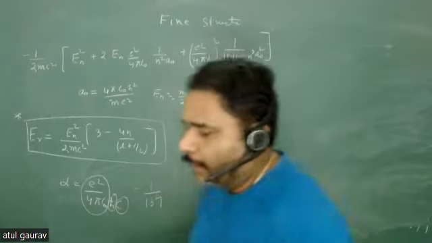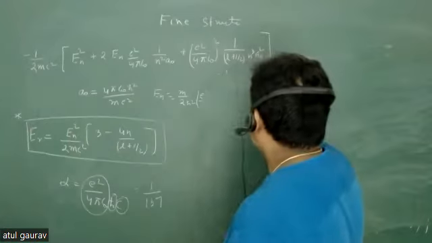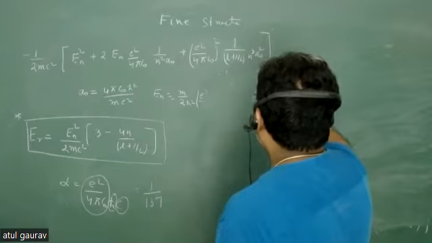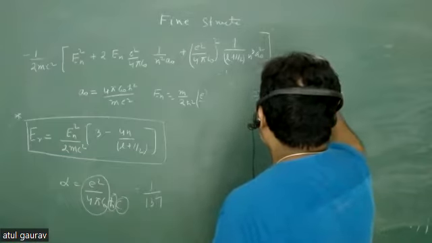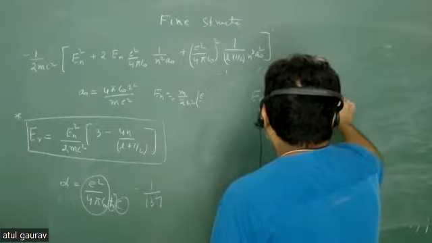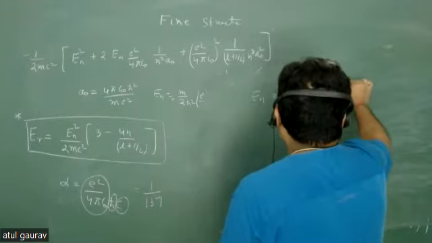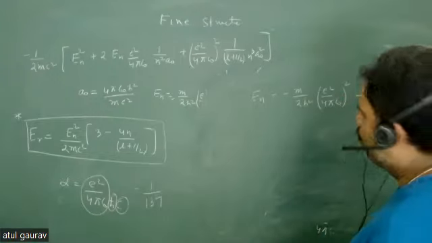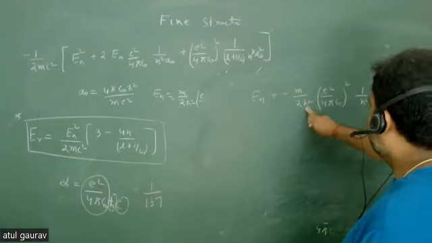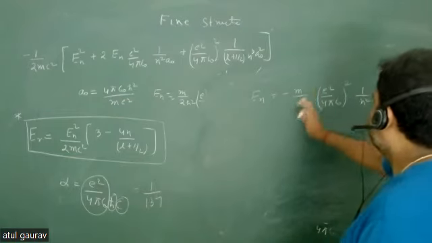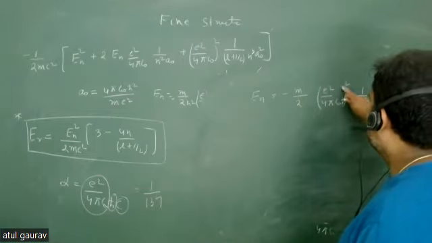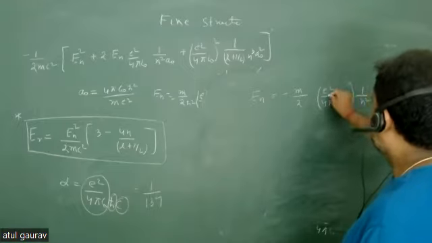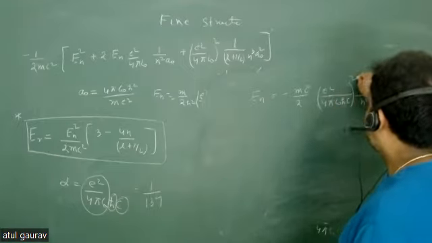So how can you write Bohr energy in terms of alpha? If I am talking about Bohr energy, that means En is equal to minus m upon 2 h cut square, e square upon 4 pi epsilon naught whole square, 1 upon n square. So how can we write this? We can take h cut inside. Yes. And what can we do? We can multiply with c. Sorry, divide with c. So we have to multiply with c square.